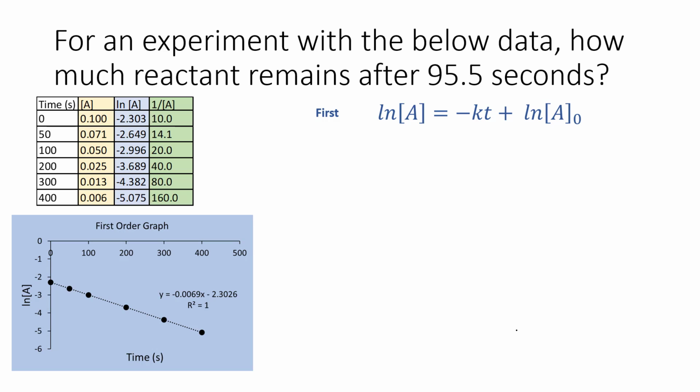So, natural log of A, remember that is my y. So we have y equals negative 0.0069x minus 2.3026. But we're going to solve this for just a general reaction. We want to solve this at a specific time. What do I mean by that? What do I mean I want to solve this at a specific point in time? Well, my y is equal to my natural log of A. A is what I'm trying to solve. I'm trying to solve for the concentration of A at 95.5 seconds.